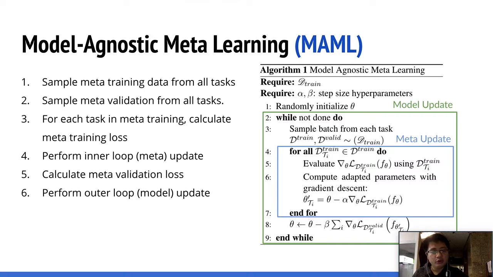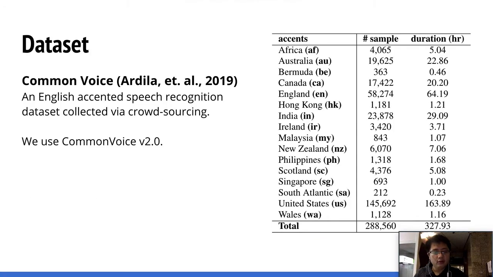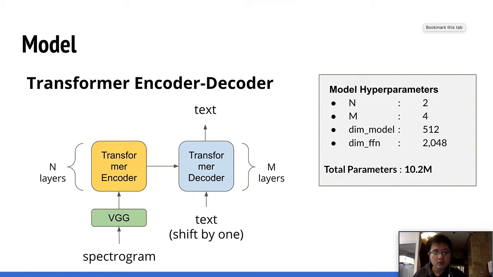Okay, now let's move on to experiment details. For dataset, as mentioned before, we will use the CommonVoice dataset. There are different versions of CommonVoice dataset, and in this work, we use CommonVoice version 2. In CommonVoice version 2, as you can see on the table on the right, there are around 288K audio samples with a total of around 328 hours of utterances.